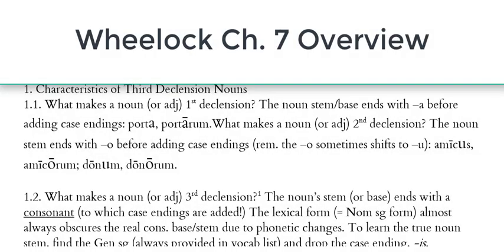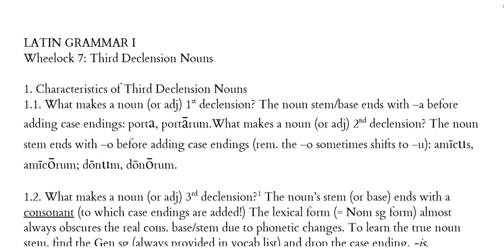Okay, in Wheelock chapter 7, we are talking about third declension nouns. These are different from first and second declension, and we need to talk about the characteristics of these. And I'm not going to fib. These are harder than first and second declension nouns. One of the reasons is that the case endings can be different. Secondly, it's difficult to determine the gender of a third declension noun. And we'll talk about that in just a minute.